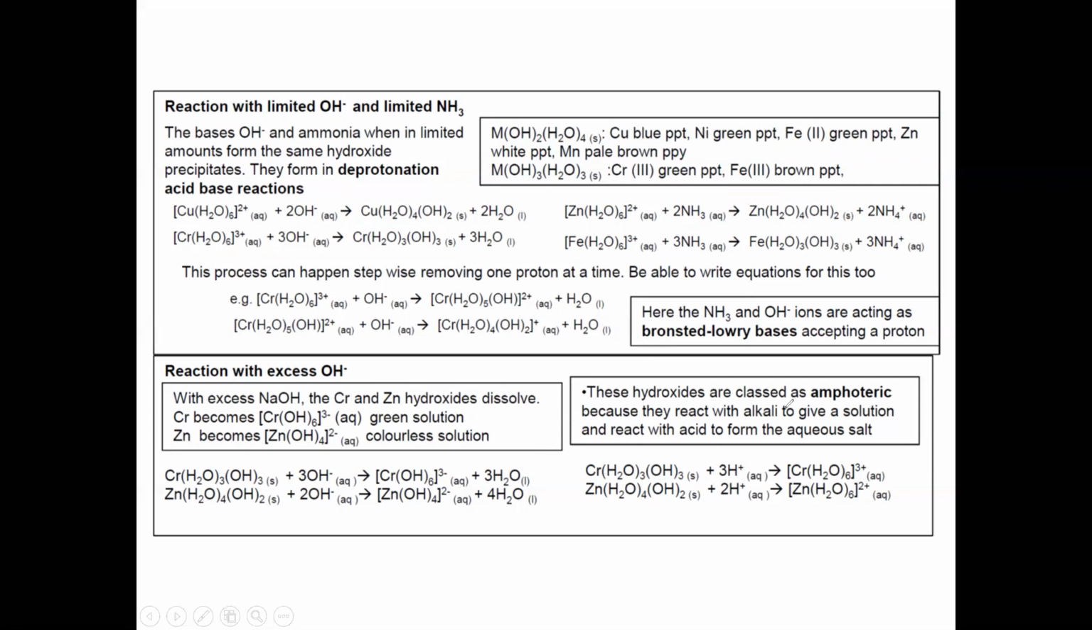But when we add excess, some of the hydroxides dissolve. Why do some of the hydroxides dissolve? Because they are amphoteric. Normally these hydroxides are alkaline and tend to accept protons, but some hydroxides tend to lose protons, such as zinc and chromium. So when we add excess hydroxide, they lose further protons, the precipitate dissolves, and they form a solution. So the part which you have to copy, is it clear?